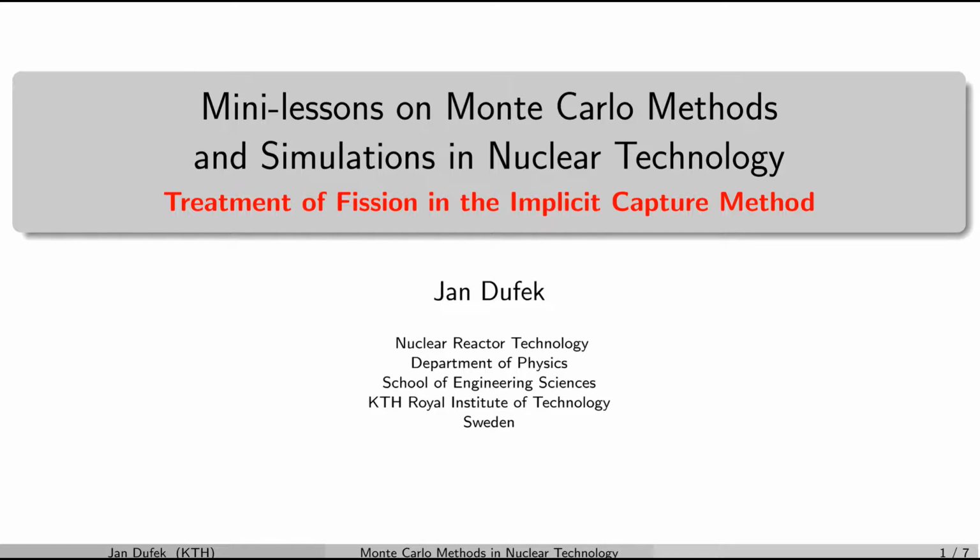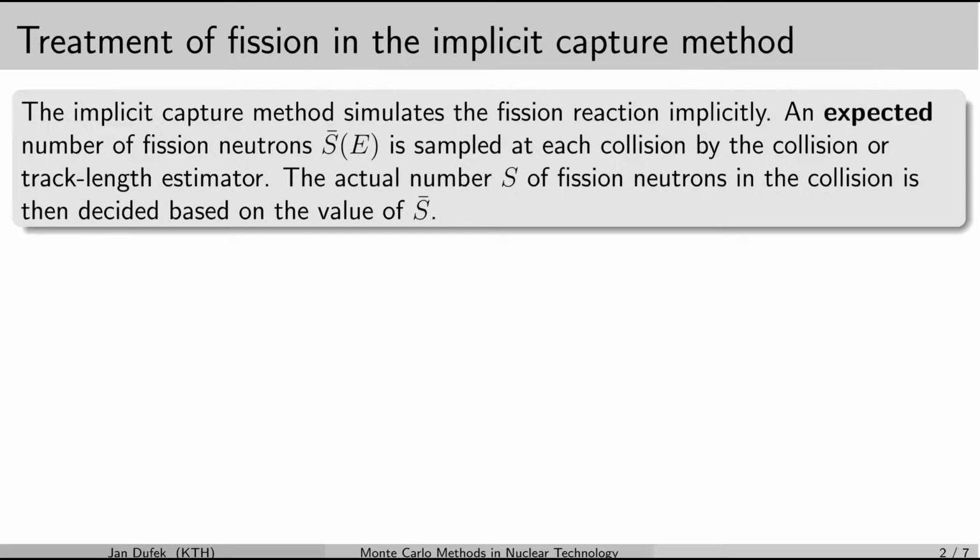Welcome back. In this lesson we are going to learn about how the fission neutrons are sampled in Monte Carlo transport simulation with the implicit capture method. In the previous lesson I have introduced the very popular implicit capture method. The implicit capture method does not simulate the absorption reaction explicitly, and only the scattering reactions are sampled.